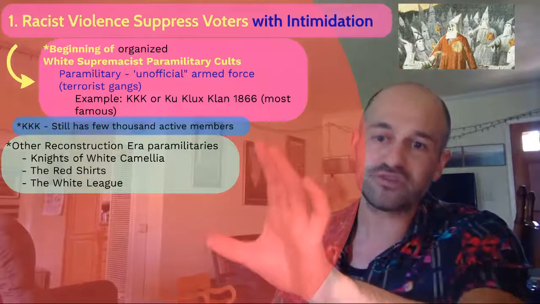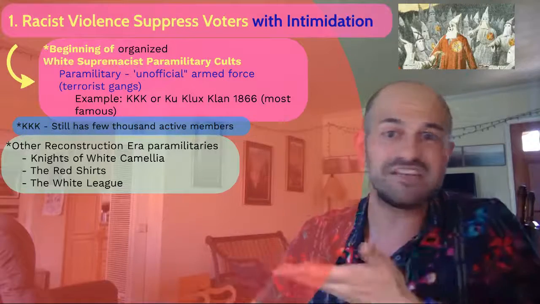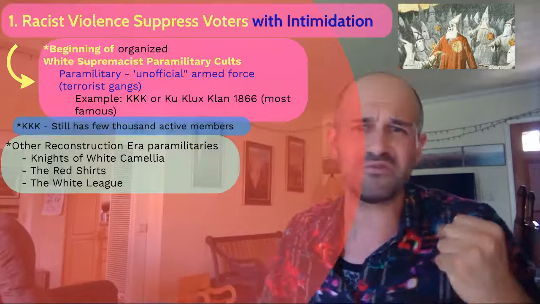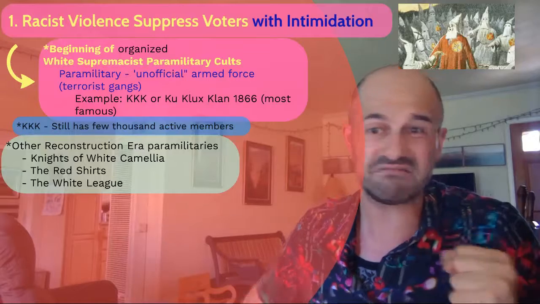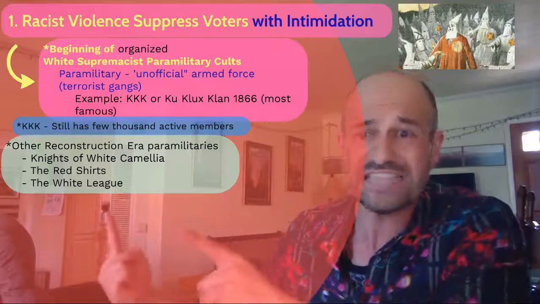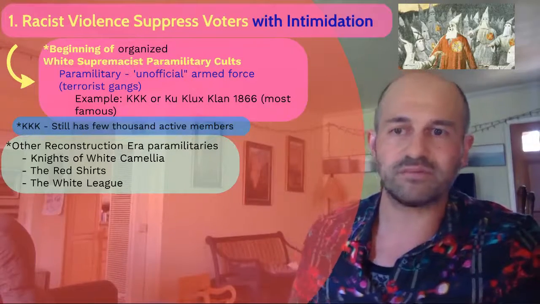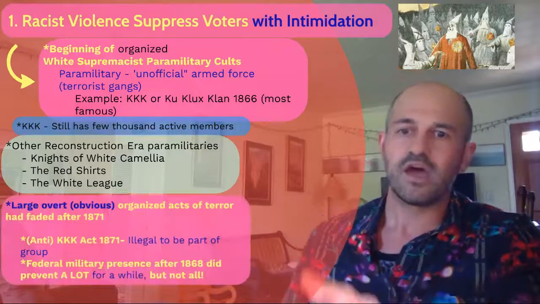But there are other Reconstruction era paramilitary groups like the Knights of the White Camellia, another group who said that they were fighting for religious rights and protecting things like that. The Red Shirts were former Confederate soldiers, and the White League, well, they're called the White League. So obviously they're a white supremacist paramilitary group.